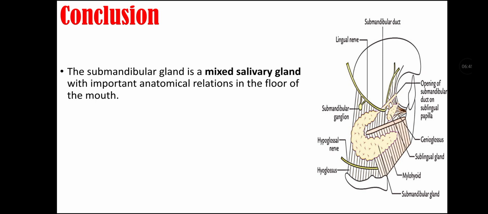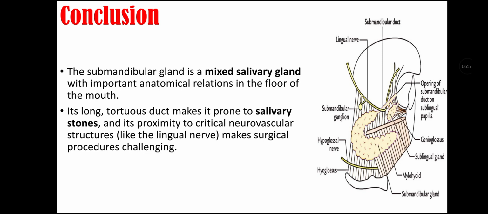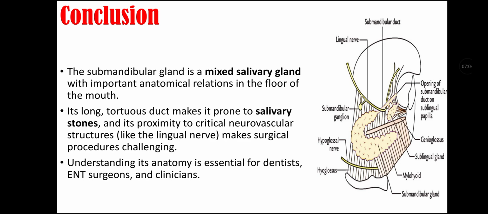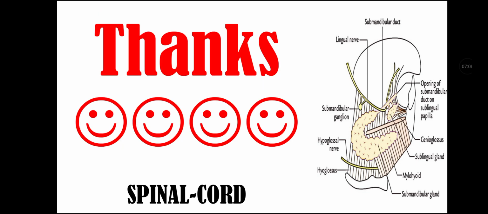Conclusion of this lecture video. The submandibular gland is a mixed salivary gland with important anatomical relations in the floor of the mouth. Its long tortuous duct makes it prone to salivary stones, and its proximity to critical neurovascular structures like the lingual nerve makes its surgical procedures challenging. Understanding its anatomy is essential for dentists, ENT surgeons, and clinicians. And this was all about submandibular gland anatomy.